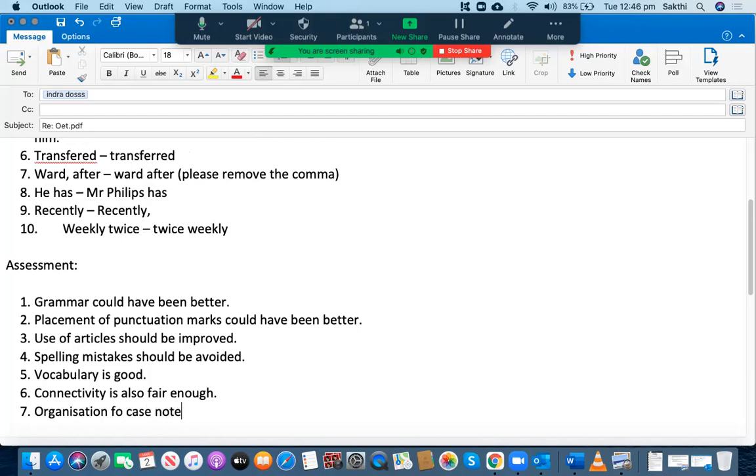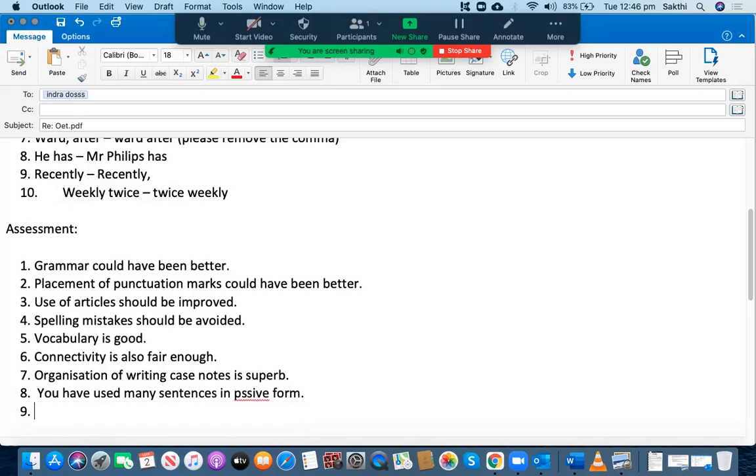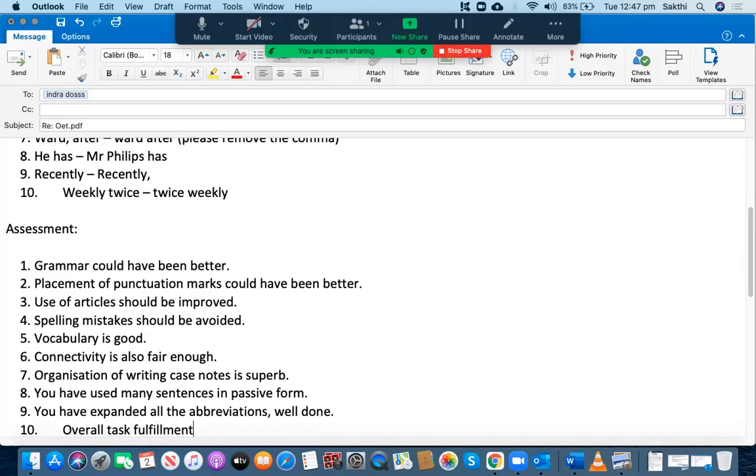Organization of case notes is superb. I'm very happy with the way that you have done the organization. You are able to well structure the case notes, so that's good. I'm happy with that. What else? Let's go through this. Vocabulary, connectivity, organization. You have used many sentences in passive form. I'm very happy with that. So passive voice is used in the majority of the sentences. That's good. You have expanded all the abbreviations. I'm very happy with that as well. Very well done. You have done a good job. All right, and overall task fulfillment is good too.